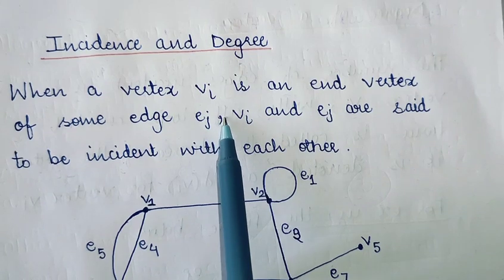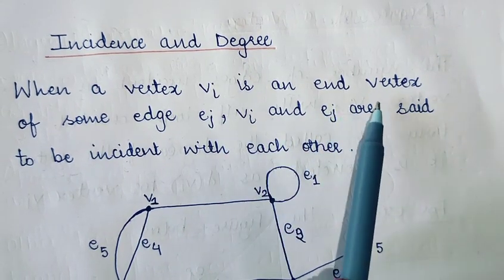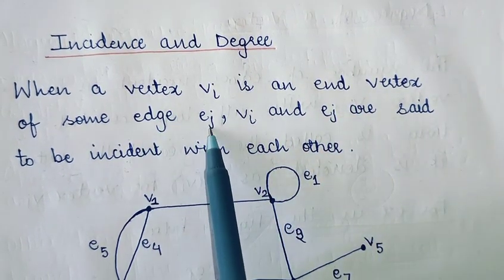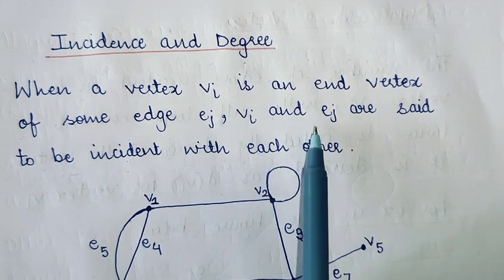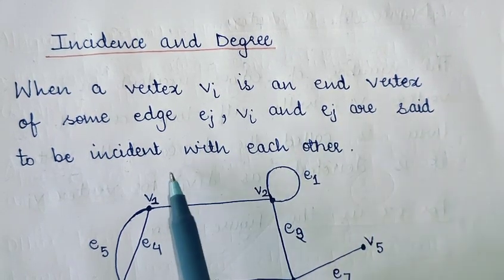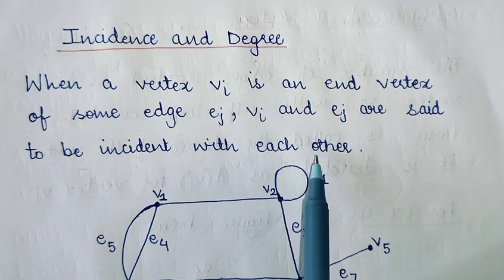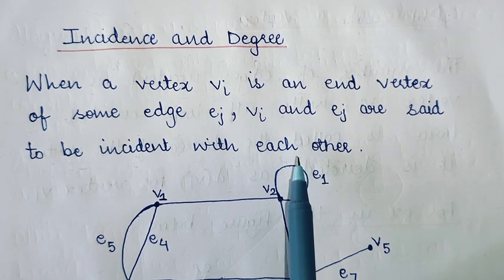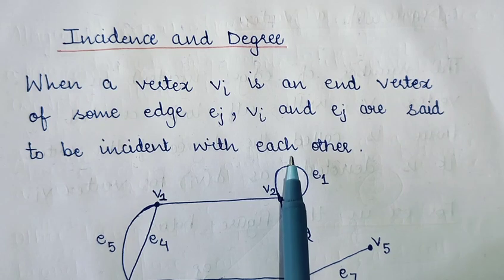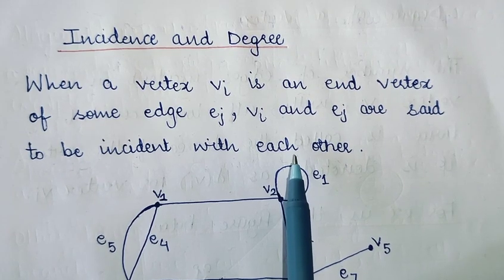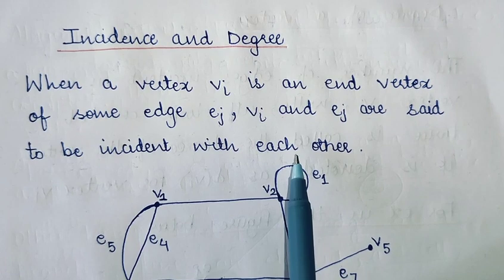When a vertex Vi is an end vertex of some edge Ej, Vi and Ej are said to be incident with each other. So, you know an edge has two end vertices. So, when a vertex is an end vertex of some edge, then that vertex and that particular edge are said to be incident with each other.